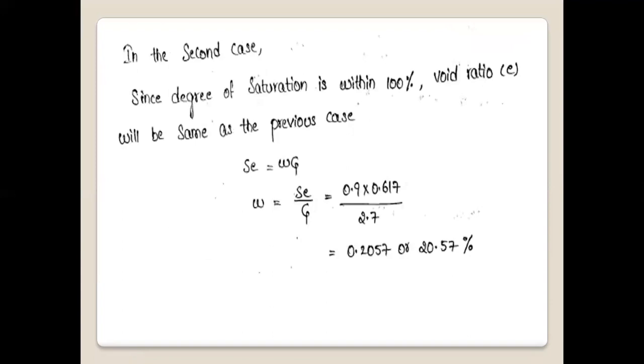In the second case, the degree of saturation is 90 percent, and the void ratio will be the same as in the previous case. So here the formula S equal to W G by e, W equal to S e by G. Then the degree of saturation is 90 percent, 0.9 into 0.617 divided by 2.7, the specific gravity. Then finally the water content is 20.57 percent.